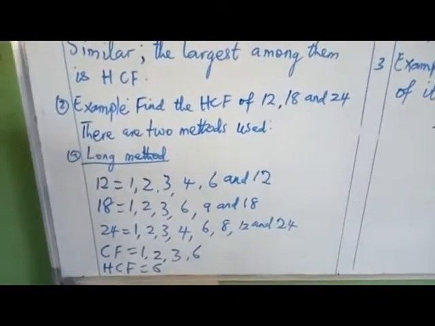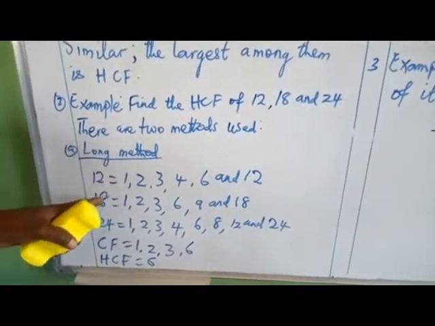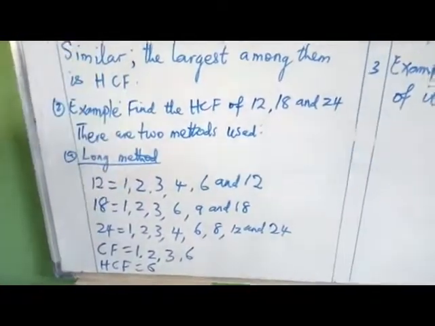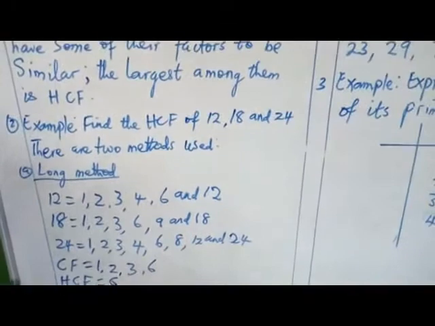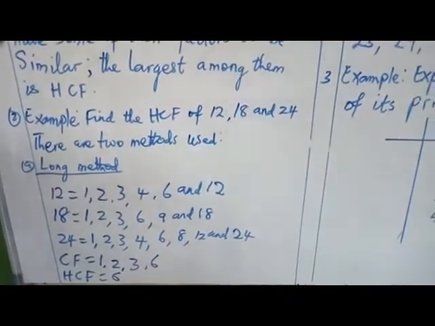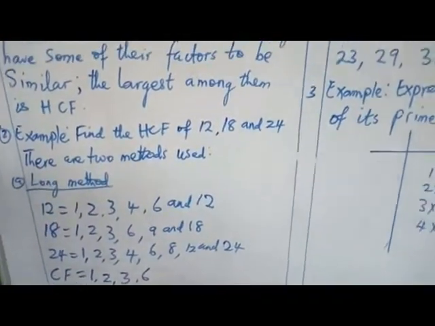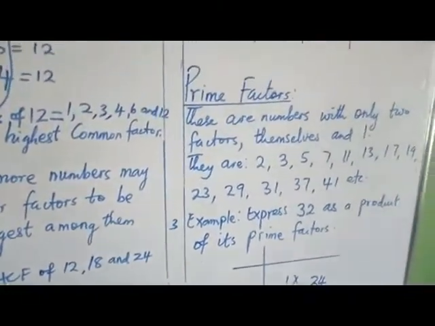But I always advise that when the numbers are small, you use this method. But if the numbers are big, because when you get to the upper class, you see that the numbers will be increasing, it's not advisable to use the long method. You therefore use the short method. Let's quickly look at the short method.